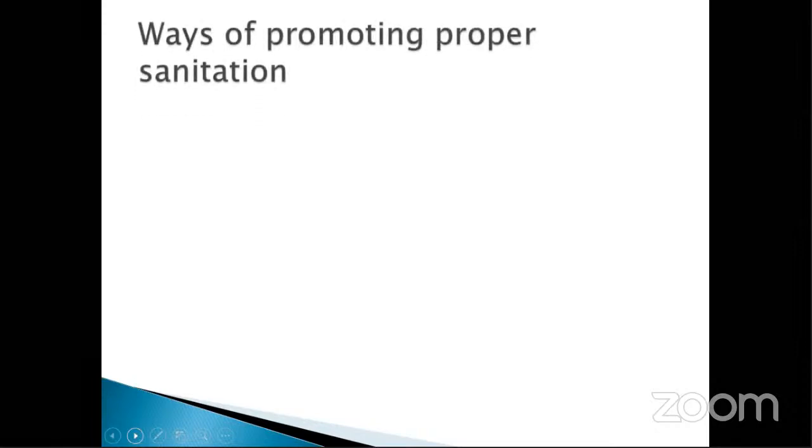So this is the heading, ways of promoting sanitation. Here I've not specified a place because there are so many places where you can promote sanitation. So I want us to discuss this. How can we promote sanitation? I need us to discuss this by show of hands so that I can know who has an idea. How can you promote sanitation, in any place? Yes, Nakacha?